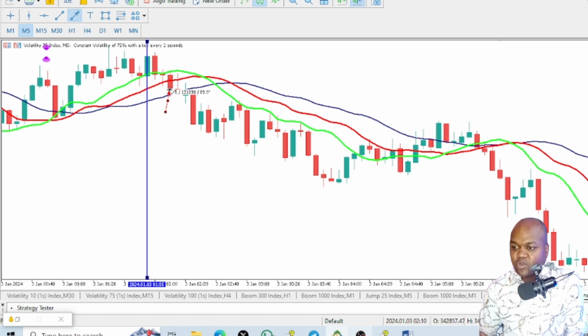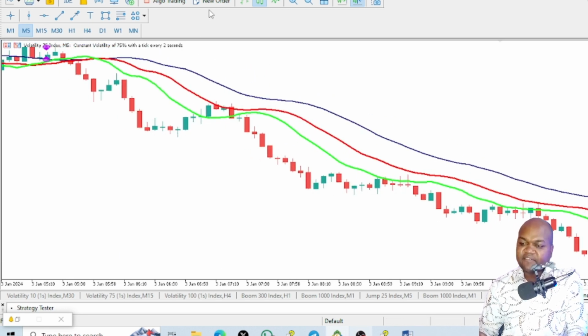And when that candle closes, you have to sell on the next candle open. Basically, that's how you'll be selling. So you wait for a candle to close below the red line, and you sell. You then take your sell position at that particular level.